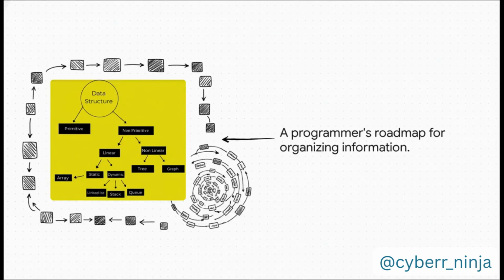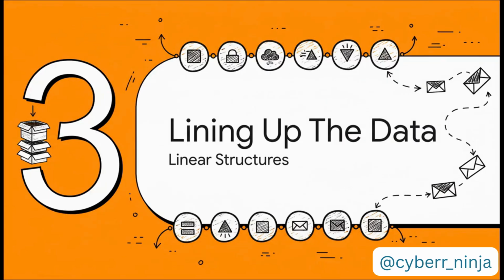This here gives us a kind of map of the different kinds of data structures out there. You can see it splits into two big categories. We're going to focus on those two main branches on the right, linear and nonlinear. These are two totally different ways to think about organizing information. Let's start with that first branch, linear structures. And yeah, it's pretty much what it sounds like.